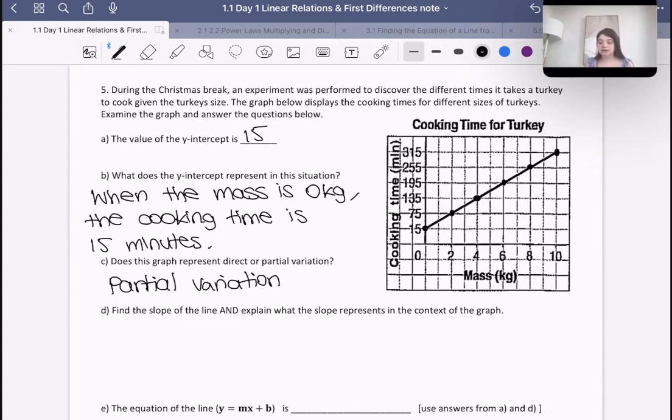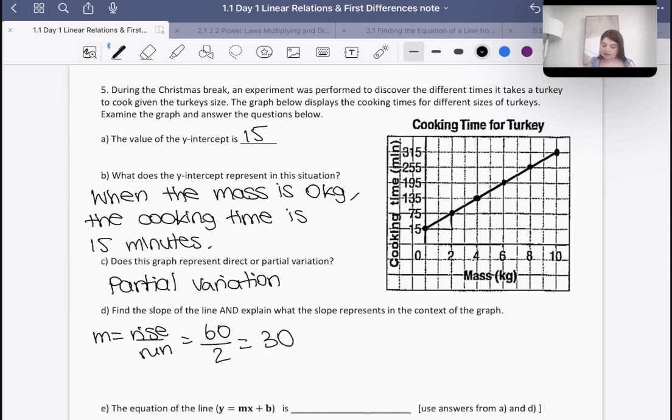The next one says, find the slope of the line and explain what the slope represents in the context of the graph. So let's see. So again, slope is rise over run. In this case, the rise looks like 60. Yeah, the rise is 60 over the run, which is 2. So therefore, the slope is 30.